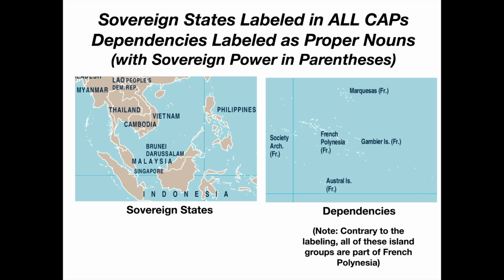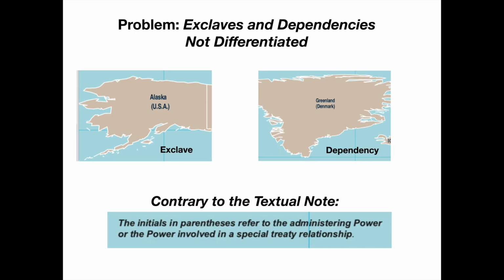And then if we go to the close-up on the right, in French Polynesia, we can see a very different way of mapping them. And I would note that contrary to the labeling here, all of these islands are actually French Polynesia. There is a big problem we find here, at least I think it's a problem, in that this style of differentiating dependencies from independent states also seemingly differentiates exclaves or territories that are removed from the main part of a given country. They're mapped in exactly the same way.